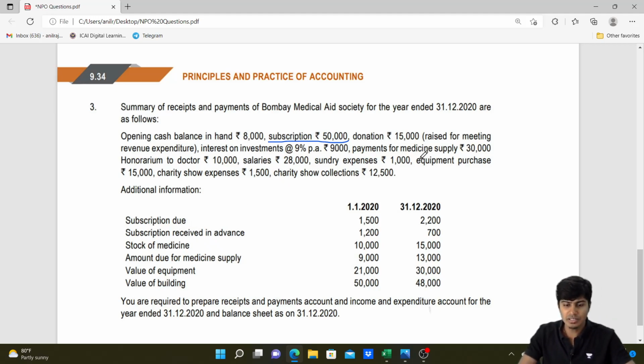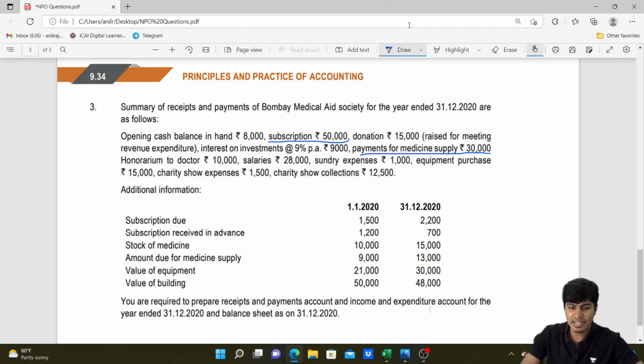There is stock of medicine. So there are payments for medicine supply now. This would not be written in income and expenditure straight away as an expense. We will open one ledger for medicine creditors. Creditors are the people from whom we purchase. The reason is they have a separate ledger, amount due for medicine supply. So we'll open one separate ledger for amount due for medicine supply. This is like a creditors account.